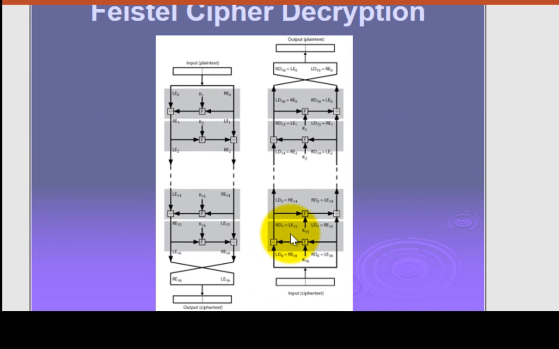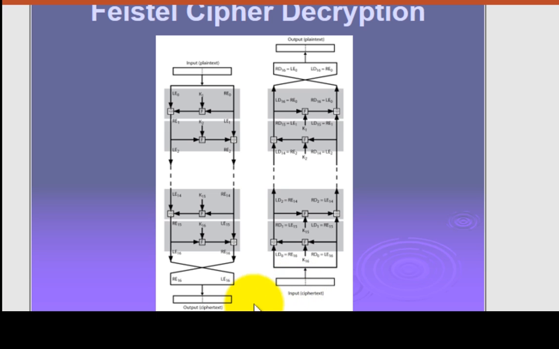Now let us see Feistel cipher decryption. As we discussed earlier, it is an invertible function. Feistel cipher structure is an invertible substitution and permutation network. That means you don't need a separate algorithm for encryption and a separate algorithm for decryption. You can use the same algorithm for both encryption and decryption. Here you take the ciphertext as an input in decryption.